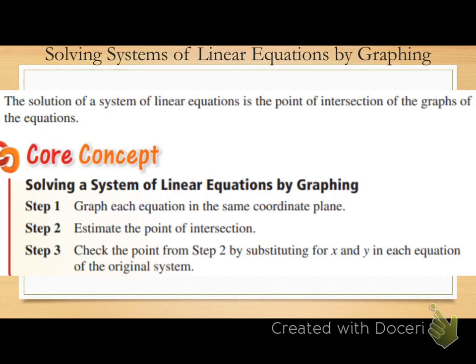Let me ask you this. Do all lines intersect at one point? No. Why not? How so? Parallel lines. They don't ever intersect, right? So let's say you get a system of equations that are parallel lines, and you're looking for the point of intersection, but they never intersect. What do you think your answer would be?